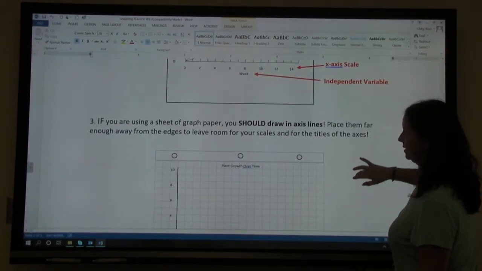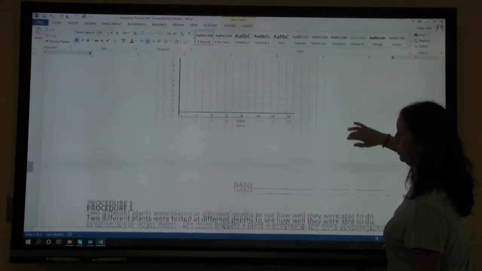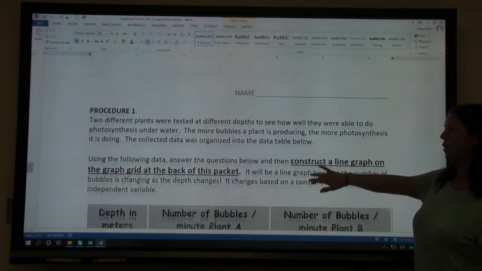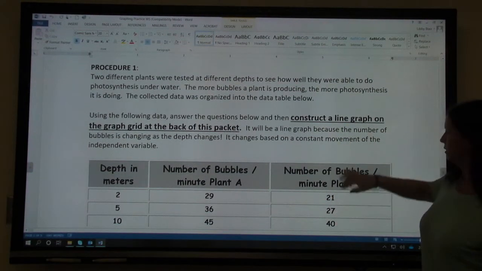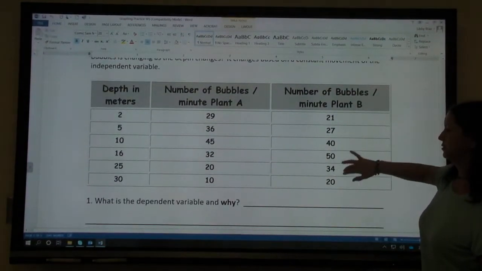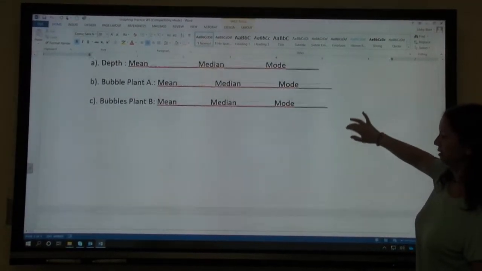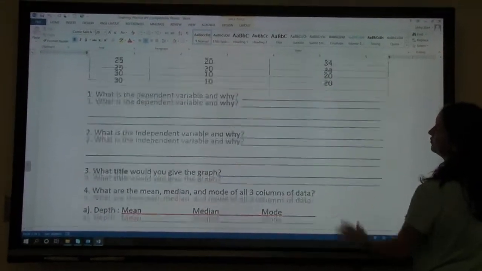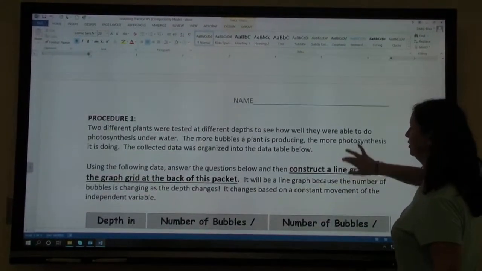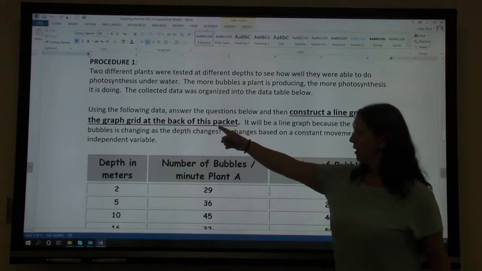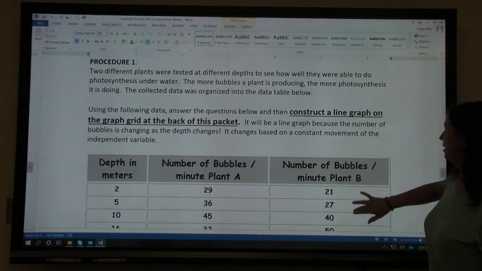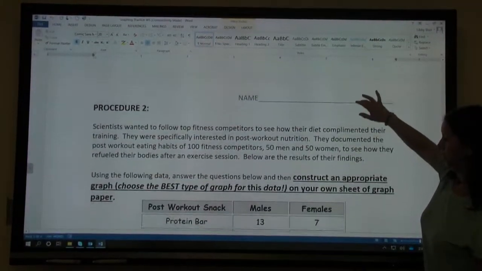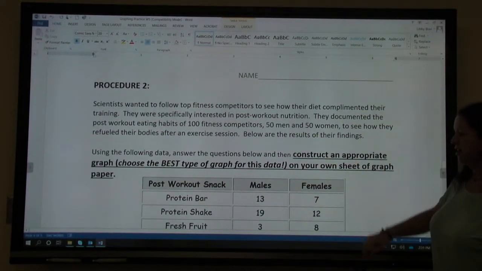All right, and so your work now is going to be to create some graphs out of data and then answer some questions about that data. The first graph, I'm going to give you a piece of graph paper. Sorry, went too far. Okay, I'm going to give it to you. The second one, you're going to be doing on your own graph paper.